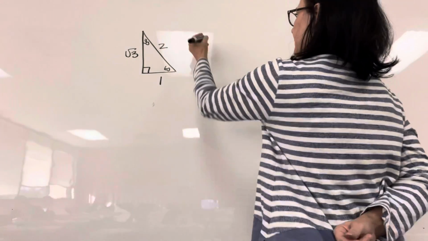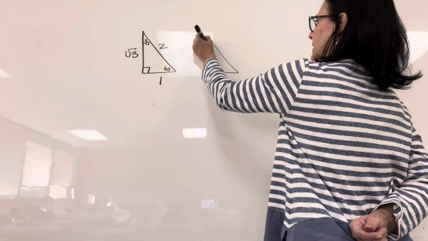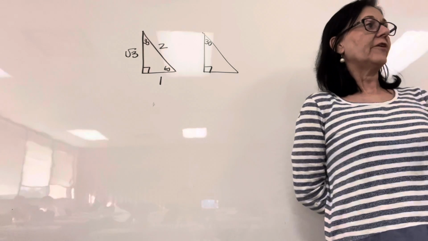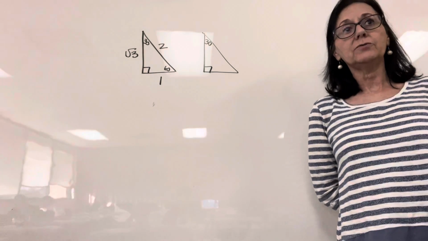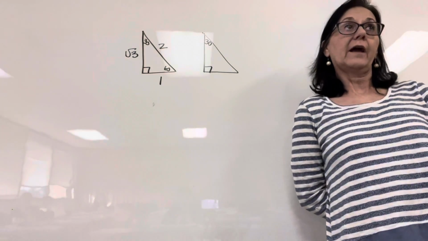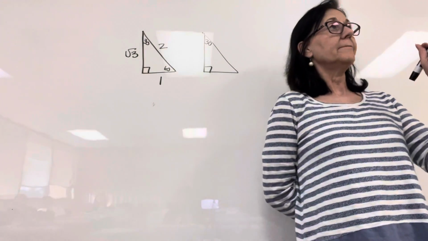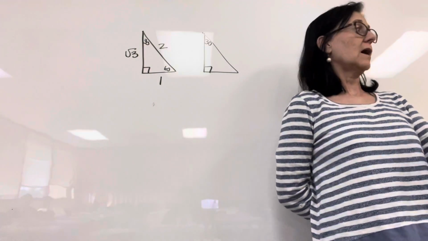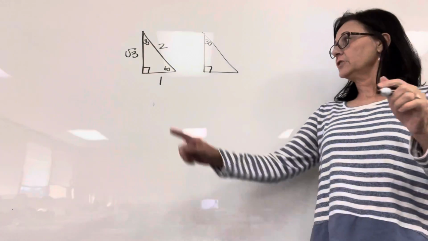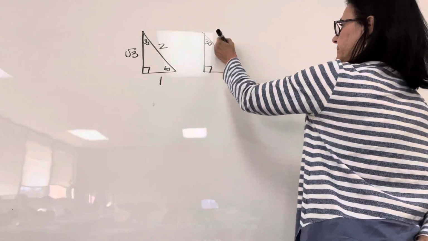Why is this important? Because I can look at any 30, 60, 90 triangle and solve for any of the other sides. I am not using my calculator, I'm not using Pythagorean theorem if I have a 30, 60, 90, and I'm not using sine, cosine, or tangent in my calculator. I'm using the knowledge of this triplet to solve for every side.